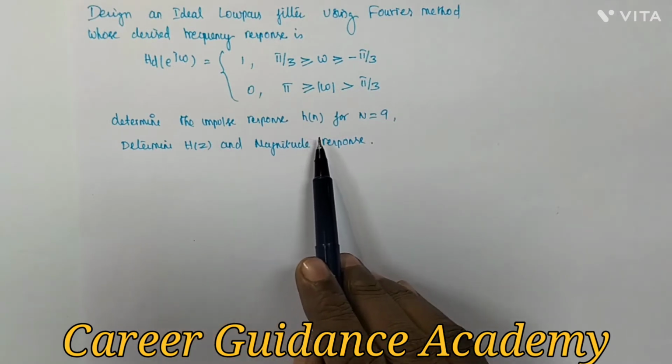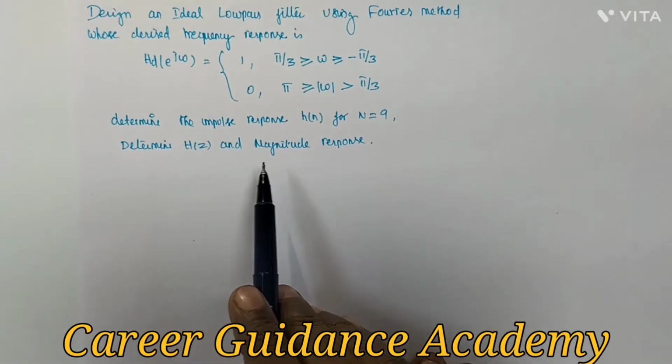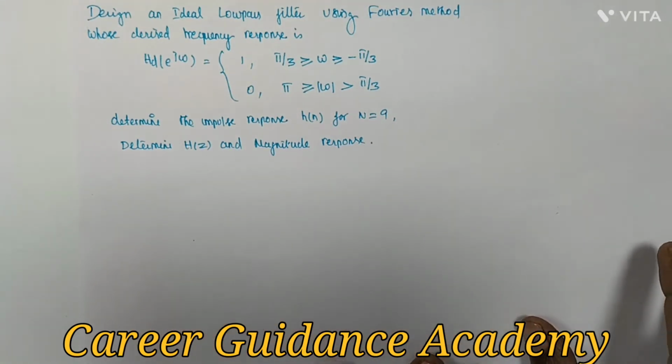Determine the impulse response h of n for n is equal to 9. Here the number of samples is 9. Determine H of z and the magnitude response.